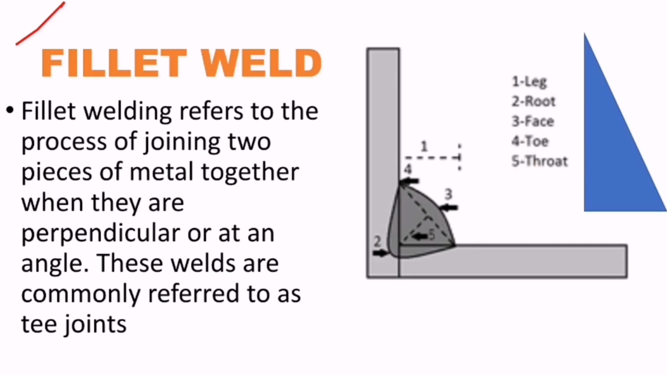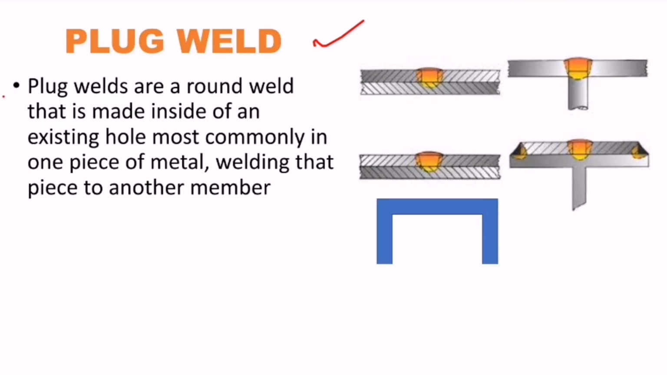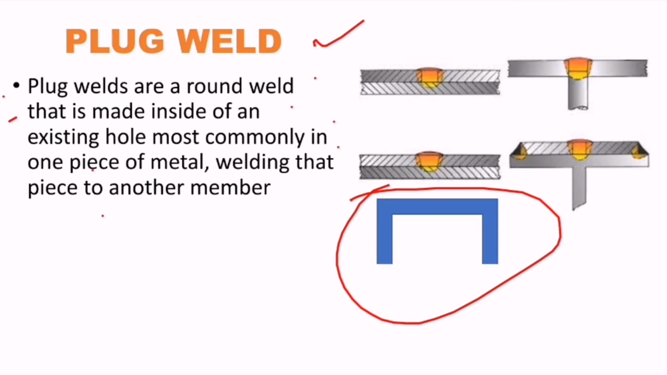Next type is fillet weld. Fillet welding refers to the process of joining two pieces of metal together when they are perpendicular or at an angle. Let's say these two plates are perpendicular. Here we are joining with the welding. These welds are commonly referred to as T-joints sometimes. So this is the symbol of fillet weld. Next is plug weld. Plug welds are a round weld that is made inside of an existing hole, most commonly in one piece of metal, welding that piece to another member. So this is the symbol of plug weld. Here we can see, very simple. These are the examples of plug welding.